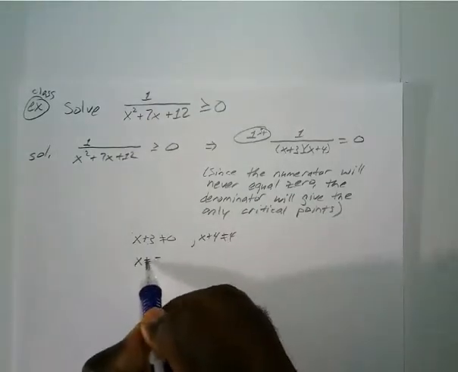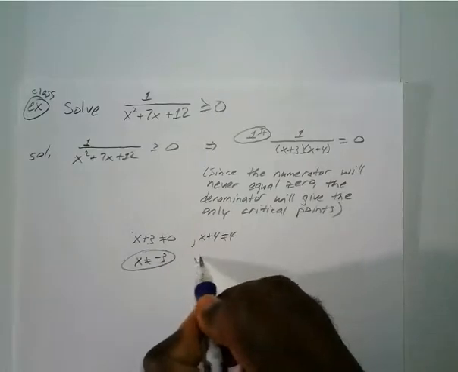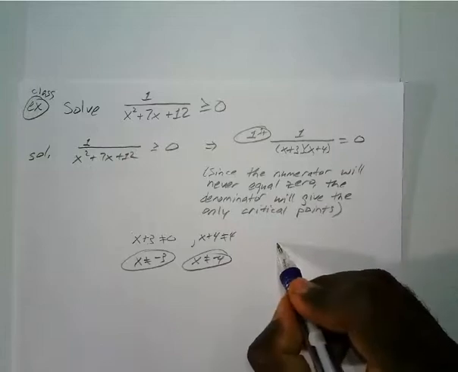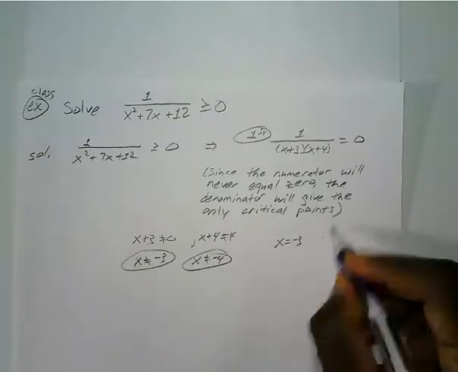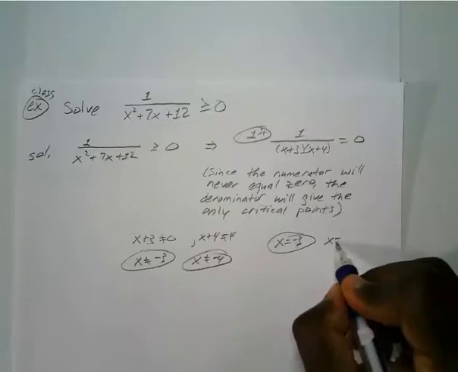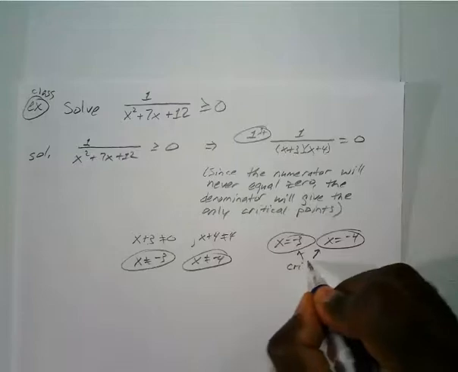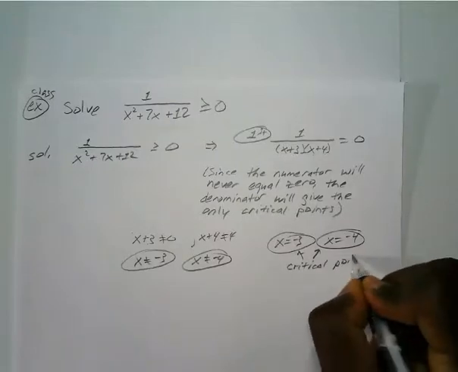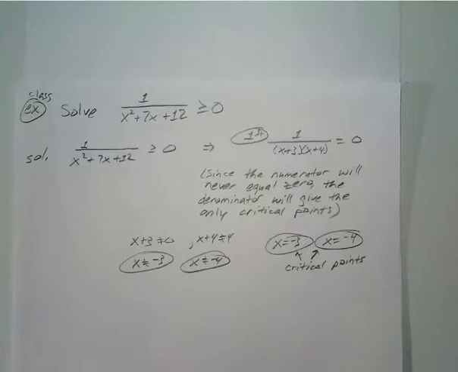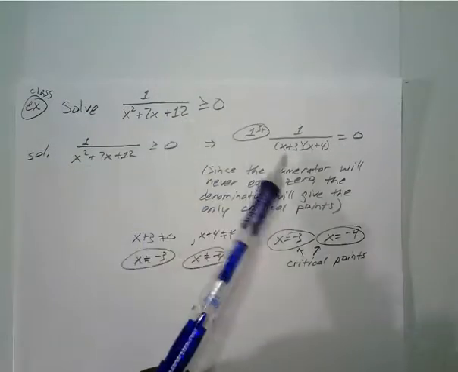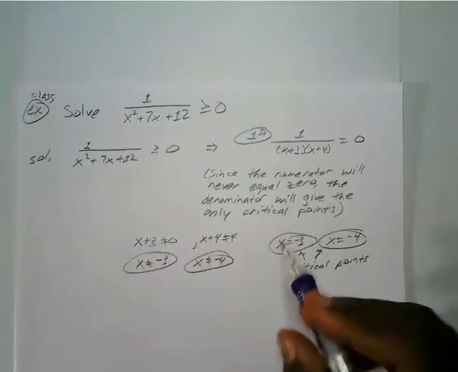So x can't equal -3, x can't equal -4. So x equals -3, x equals -4 are your only critical points. Okay, but remember, they're denominator critical points. And denominator critical points are parentheses only. Doesn't even matter what that is. When you have denominator critical points, parentheses only.